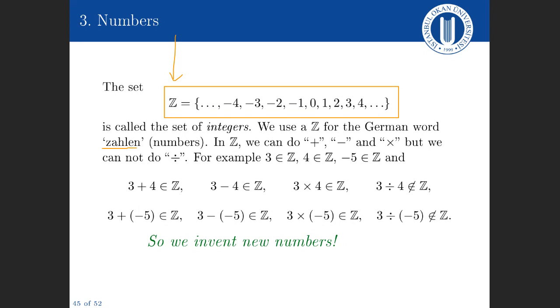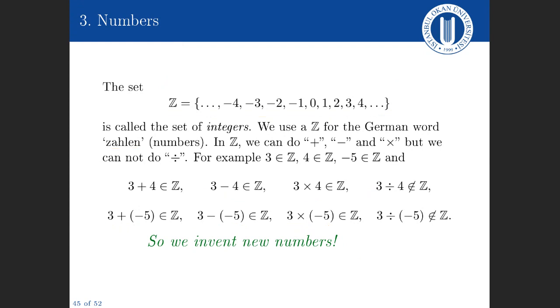In Z, we can do addition, subtraction, and multiplication, but we can't do division. For example, take two integers, add them together, we still have an integer. Do integer minus an integer, and we always get an integer. We can always multiply two integers together to get an integer, but we can't always do division. Yes, we could do 4 divided by 2. That would give us an integer, but 3 divided by 4 does not give us an integer.